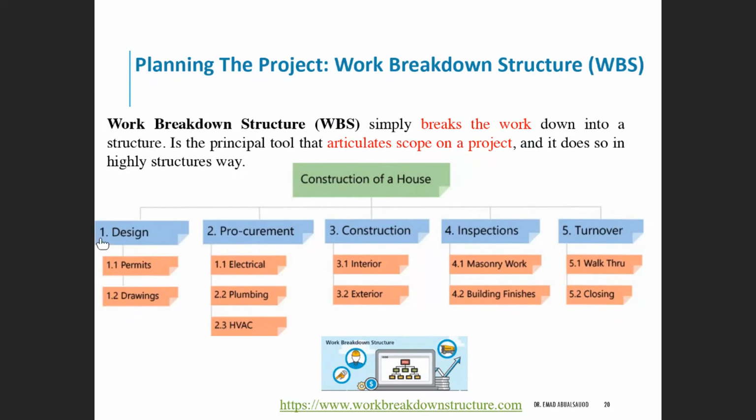For example, here we start giving number 1 for the first breakdown level, which is for the design. We give it number 1. So all the activities come under or flow under the design. We give it a sub-numbering 1.1 for the activity that comes under the major activity of the design. 1.2, this is the second activity that comes under the design.